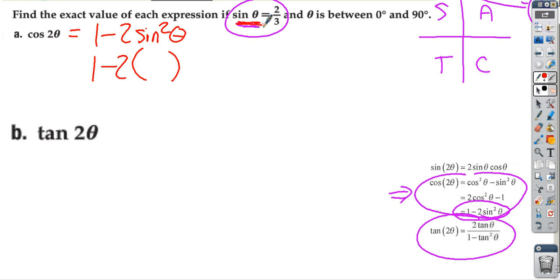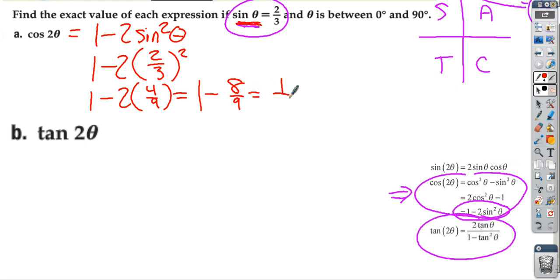We know that sine is 2 over 3, so we're going to do 2 over 3 squared. 1 minus 2 times 2 over 3 squared is 4/9. So that's going to be 1 minus 2 times 4/9 is 8/9, and 1 minus 8/9 would just be 1/9. So that's what cosine of 2 theta is equal to.